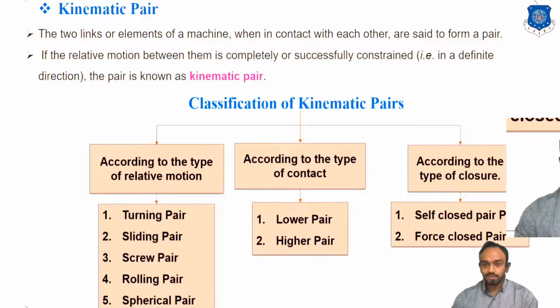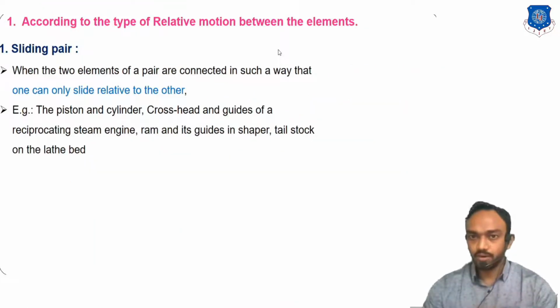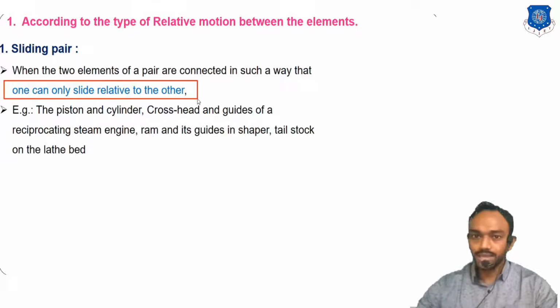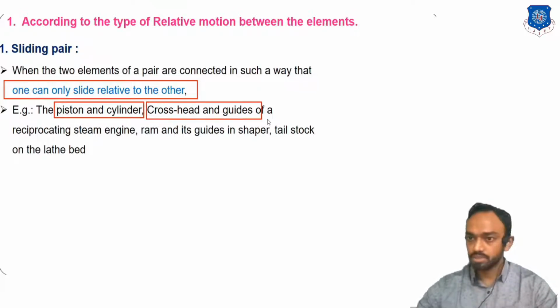Let's start with the first criteria, according to relative motion. One by one we will complete all the types of criteria. First is the sliding pair. If two components or two elements of a pair are connected in such a way that one can slide with respect to the other, then it is a sliding pair. Simple. Piston and cylinder is an example. The crosshead, you have already seen in the first topic of our lecture. So sliding should be there.